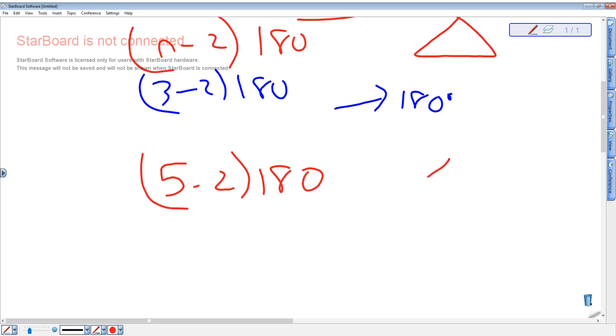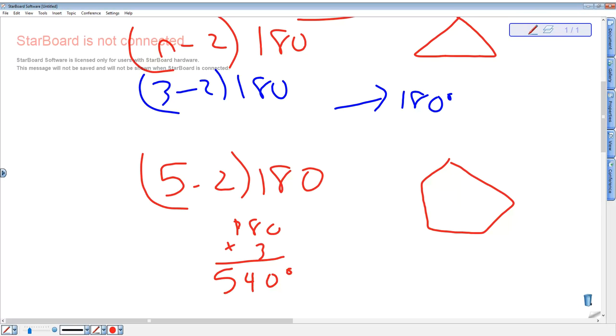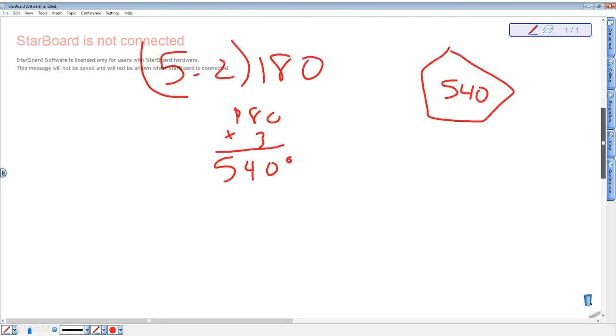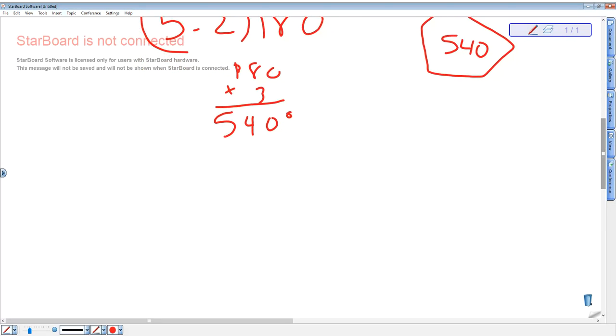And I'm not sure why my pentagon went away. And so this should be, let's see, a little math involved. 180 times 3 equals 540. So 540 degrees inside of a pentagon. You should be able to know how to do this with any polygon. I can give you, let's say, a 15-gon, and you should be able to do it.